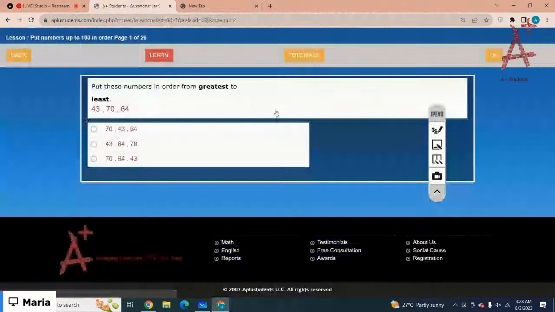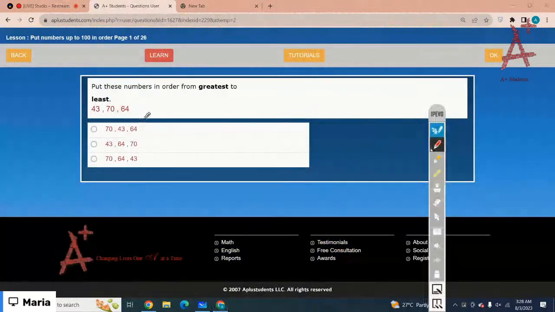Okay, put these numbers in order from greatest to least. Okay, just look at the greatest number first. Okay, so the greatest one is 70. Remove 70 from here and write separately. Okay, you are left with two numbers now, 43 and 64, right? So the number that is greater is 64, right? 64 here, remove from here, you are left with just 43. So you can see the numbers are now arranged from greatest to least.